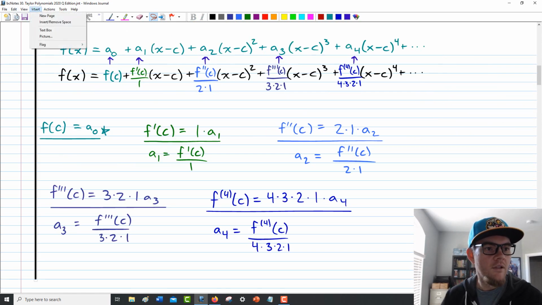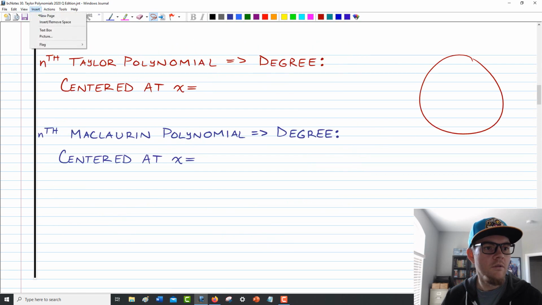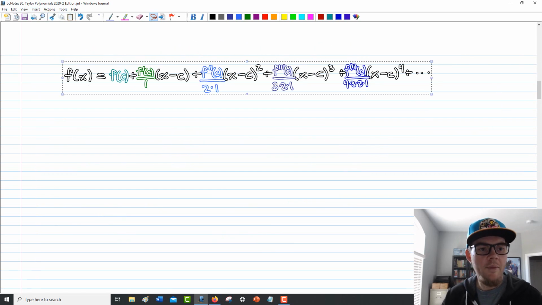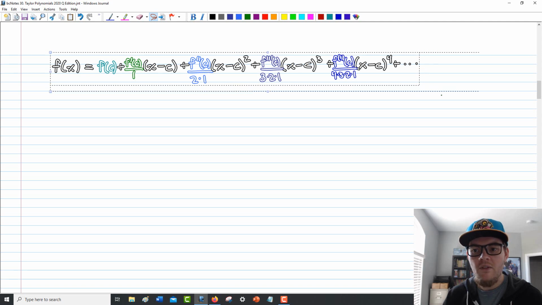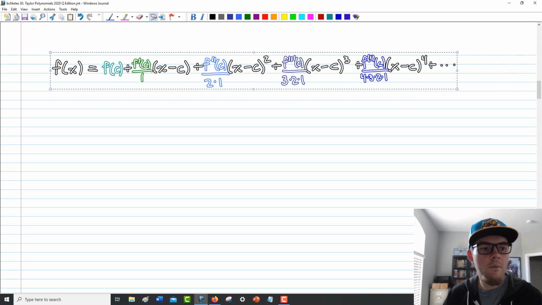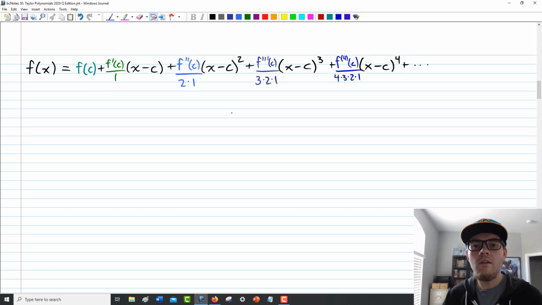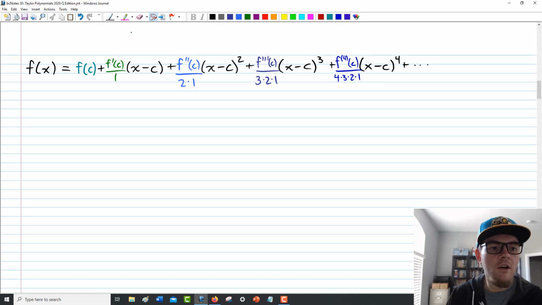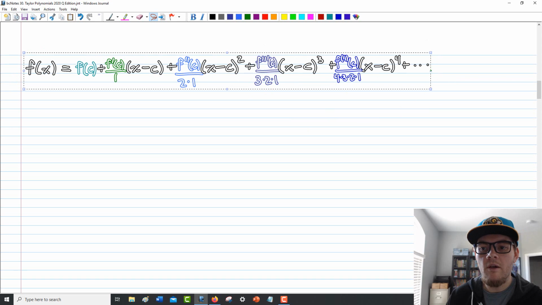Let me insert a new page. Let's just go ahead and have a page to celebrate this. This thing is exactly what we were looking for. This is the polynomial that matches that other one, f of x, at every one of its derivatives. And in fact, if we continued forward, we could actually go and generate any term in this particular polynomial.